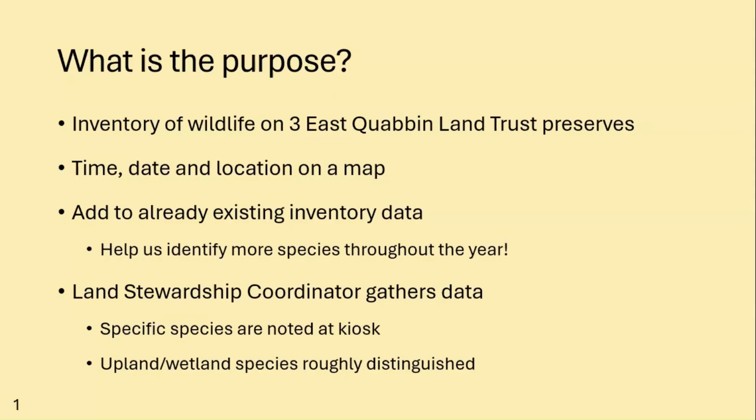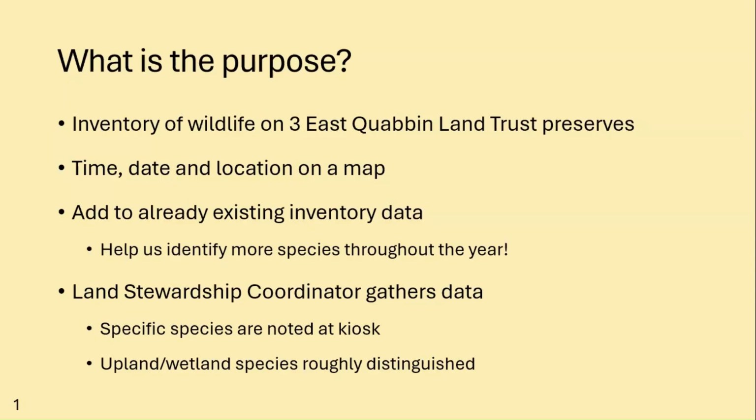We are interested in using iNaturalist for the purpose of identifying specific plants and wildlife species found on East Quabbin Land Trust preserves, with the specific focus on three properties, which are Deer Park down the road from the Land Trust office in Hardwick, Pynchon's Grist Mill in West Brookfield, and Henry's Grove in Hubbardston.